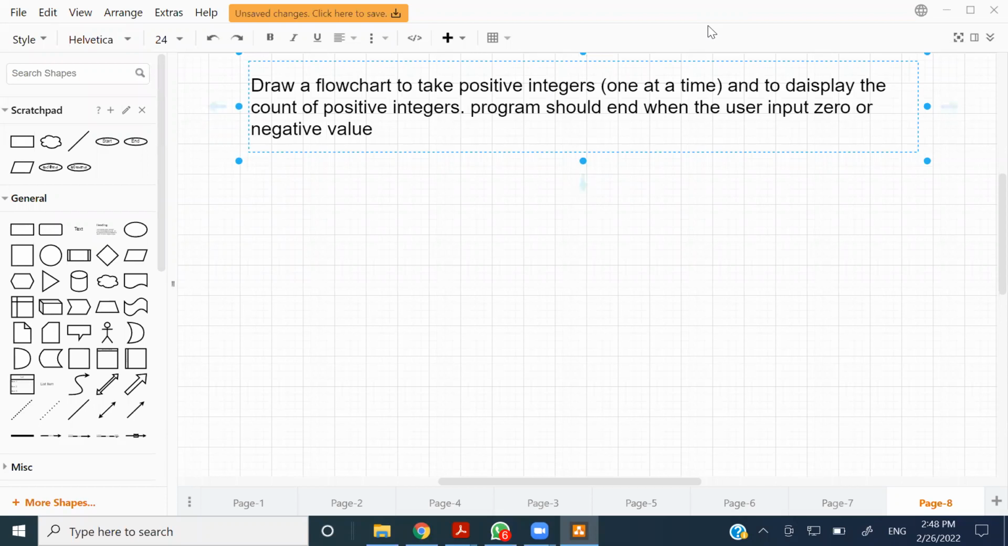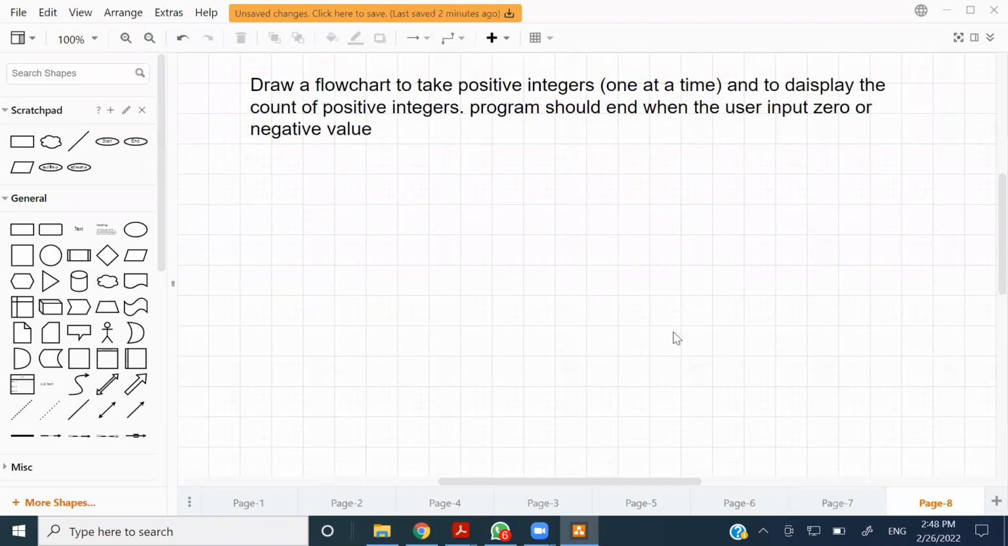Okay, so give it a try. It's something very similar to the previous one, so have that in your mind. I'll give you 5 minutes to try this. If you came up with a solution, you can send me a photograph through WhatsApp so I can go through it. After 5 minutes, I'm going to draw this particular thing. So give it a try.